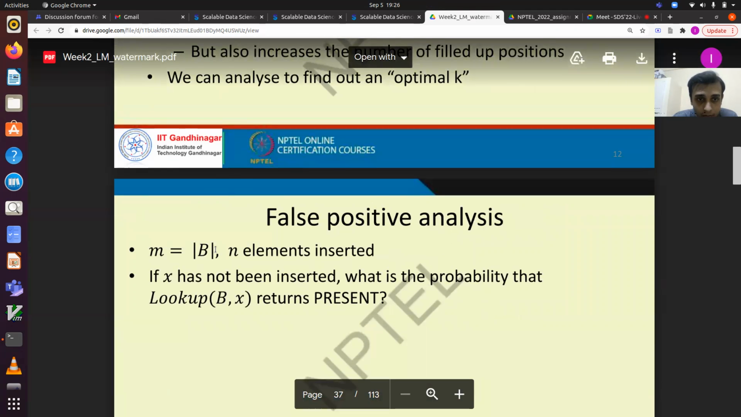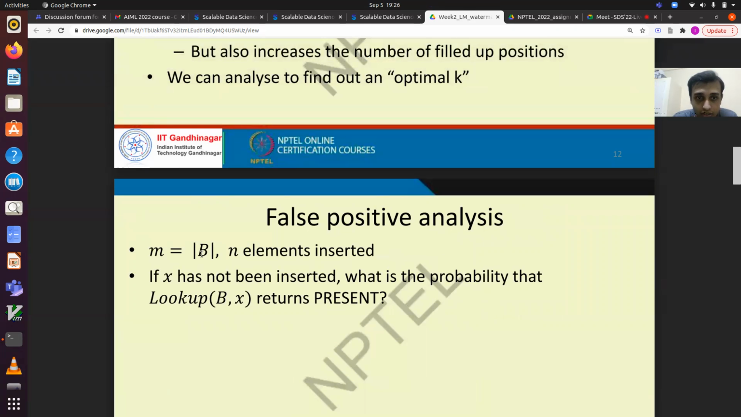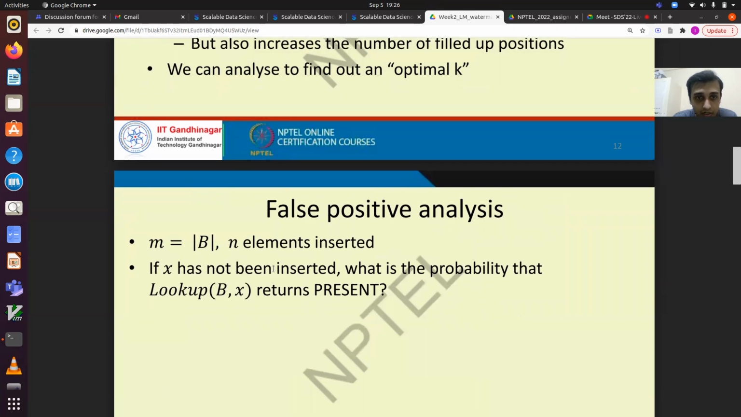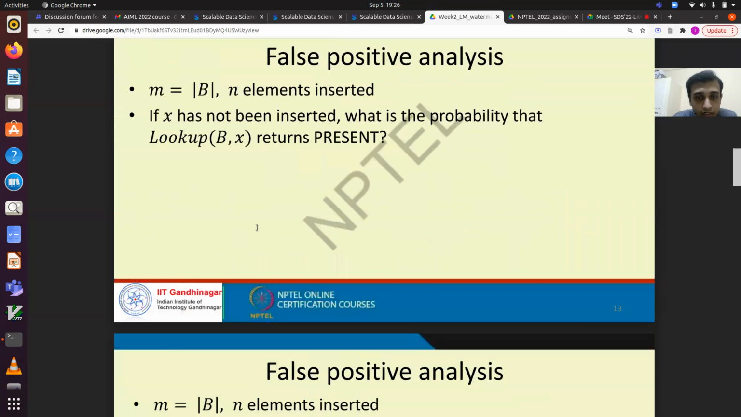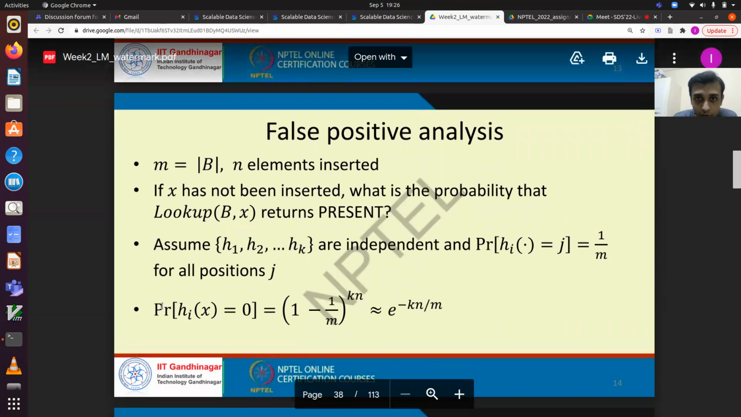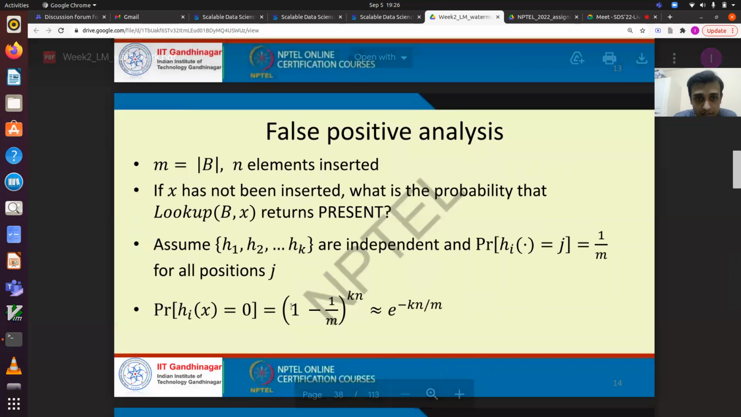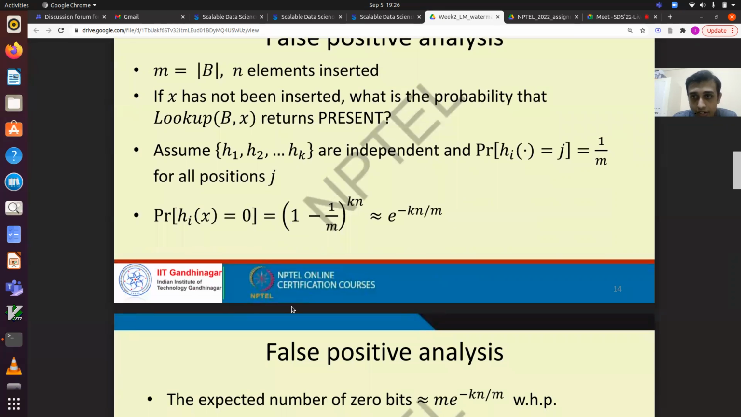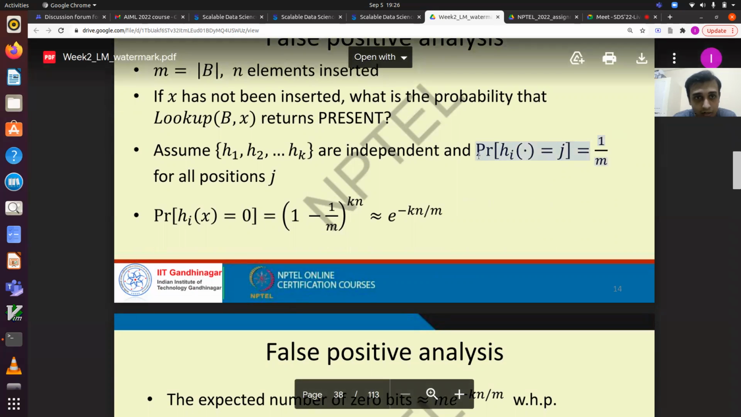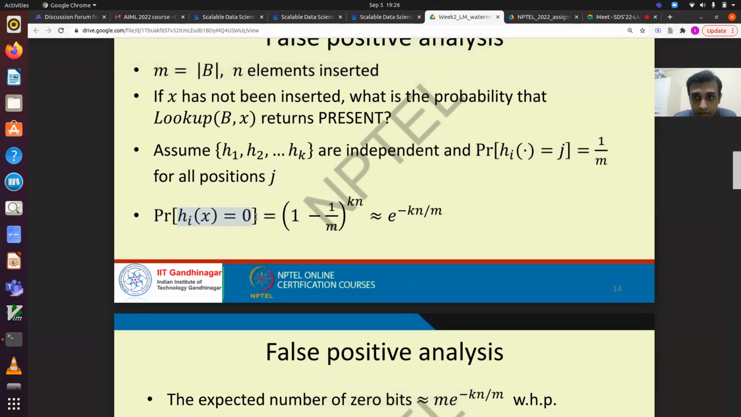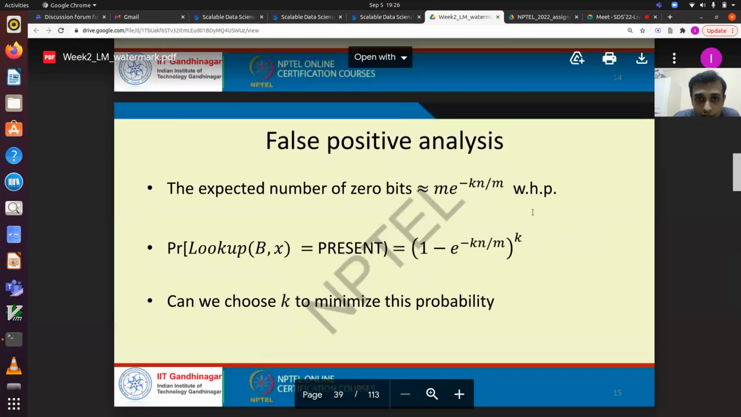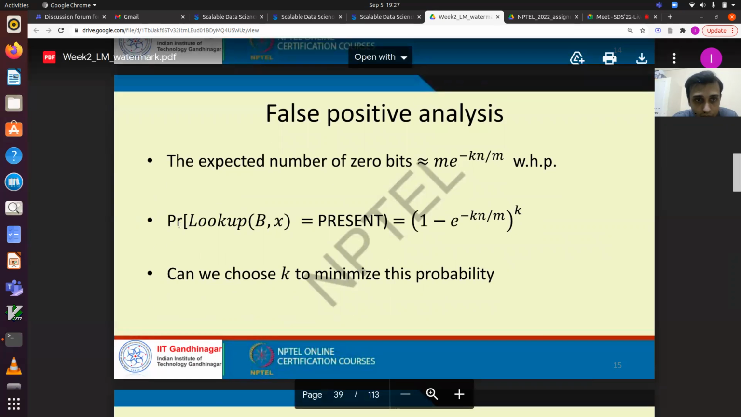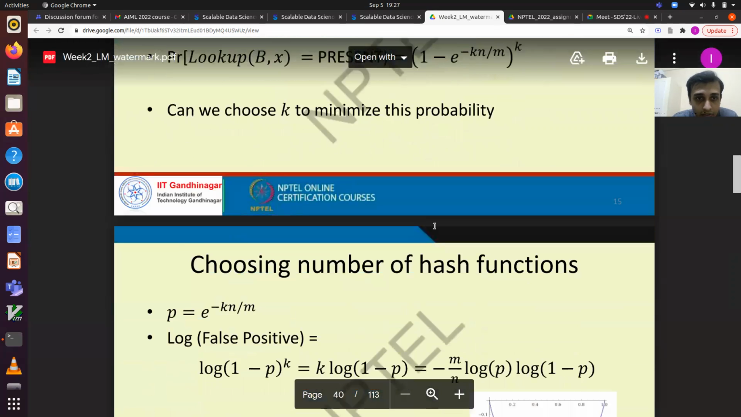We have m, which is the number of positions, and n is the number of items to hash. So now the false positive formula in this slide is given as this. Okay. So which one is the formula? Let's see. You remember this as the uniform formula that we had seen earlier, 1 by m. That I understood. So false positive analysis is telling us the expected number of bits that are 0, and the probability of a lookup being present, and we can choose.